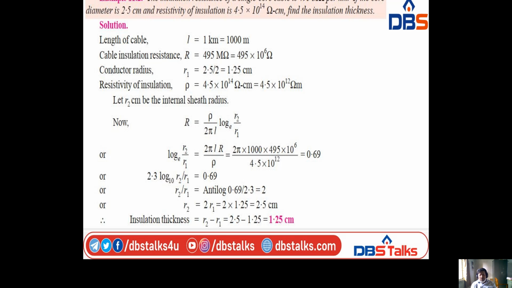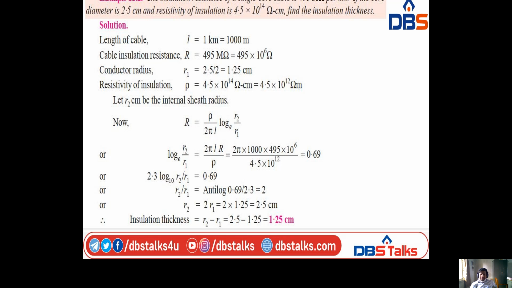In the previous problem, they gave resistivity, length, conductor radius and thickness of insulation, and then we found the insulation resistance. But in this problem, they gave insulation resistance, length, resistivity and R1, but they did not give R2. R2 is equal to R1 plus thickness of insulation. Now we have to find the thickness of insulation. Therefore, let us consider R2 centimeter to be the inner sheath radius, right?